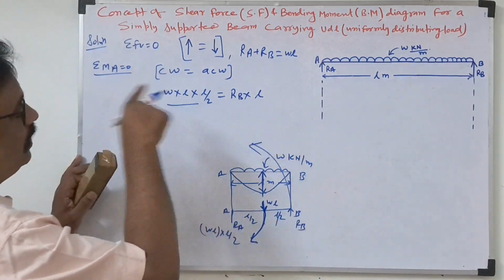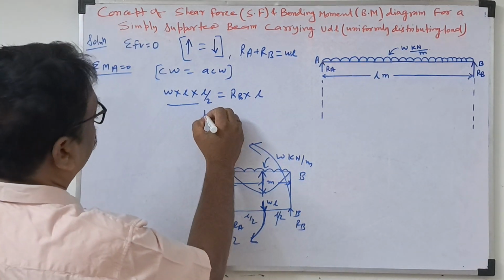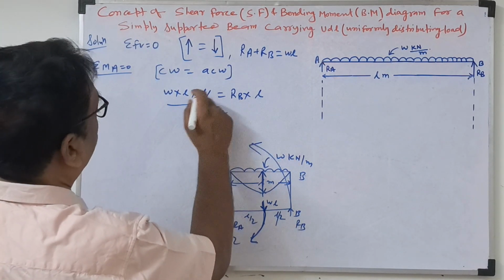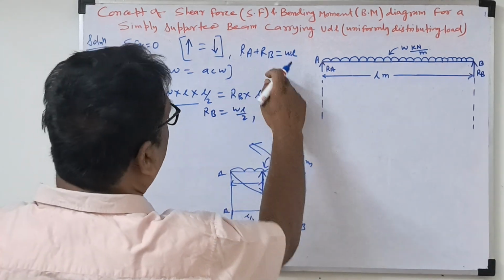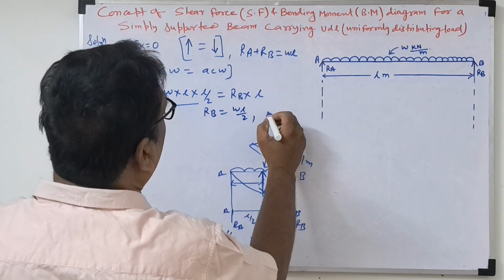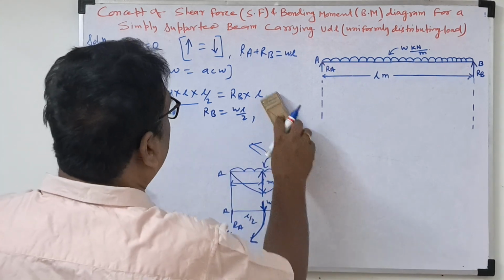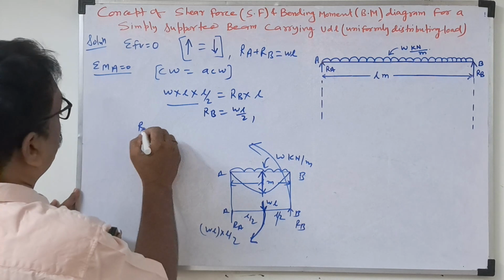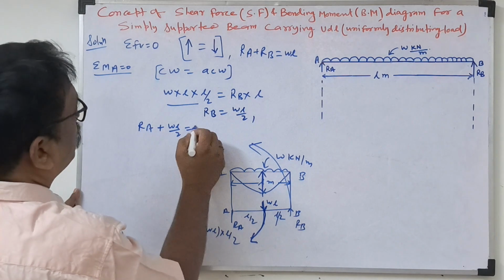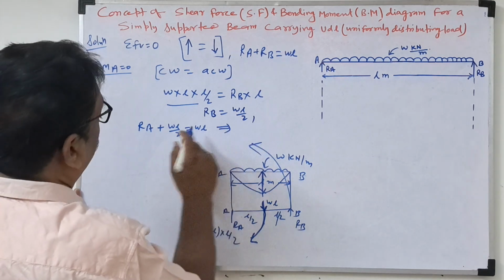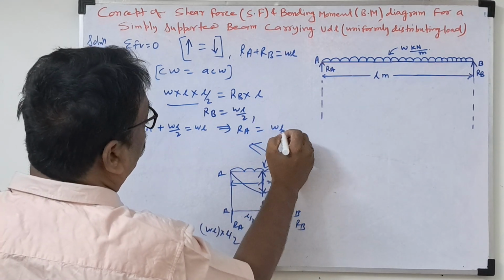For that only we did this. Okay. Now what is the RB here? L gets cancelled, WL by 2. Then if you substitute here, RA plus RB equal to WL. So RA will come. Okay, write one step. RA plus WL by 2 is equal to WL. So here half, here 1. So RA will be again half, WL by 2.